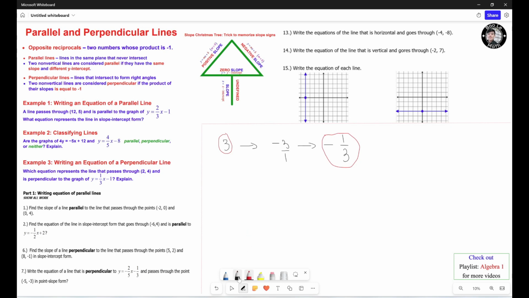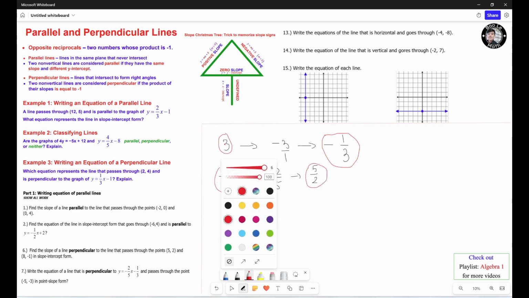Alright, now let's take a look at another example. For example, I have negative 2/5. Now I need to take the opposite of negative 2/5, which means 2/5. Now I need to take the reciprocal of 2/5. It turned out to be 5/2. Alright, now this guy and this guy are opposite reciprocals.